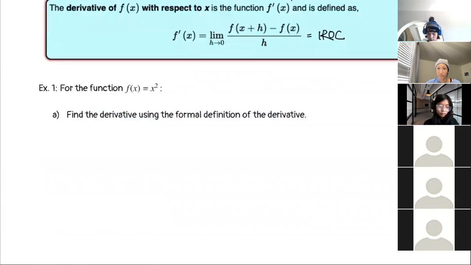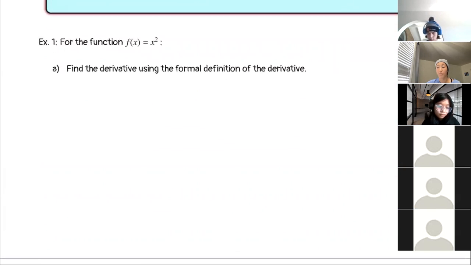So how are we going to be using it? All right. Let's start with example 1. So we've got a function, f of x equals x squared, our good friend. We know it's a parabola. We know that it's facing up. And let's use the derivative, or find the derivative, using the formal definition of the derivative.